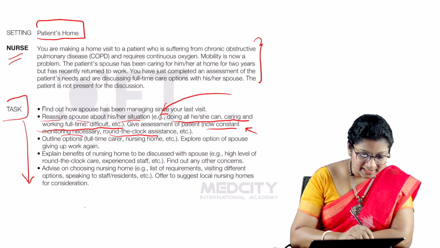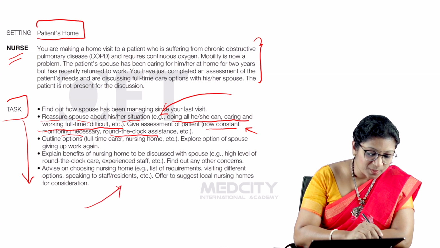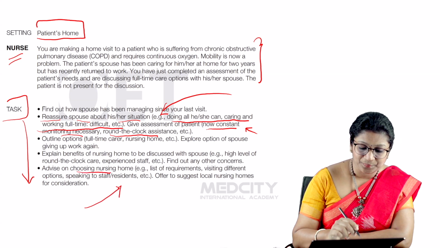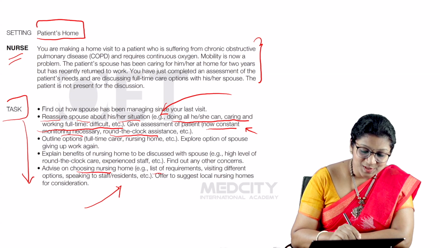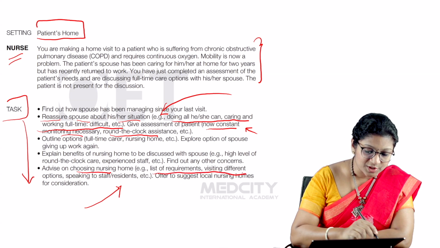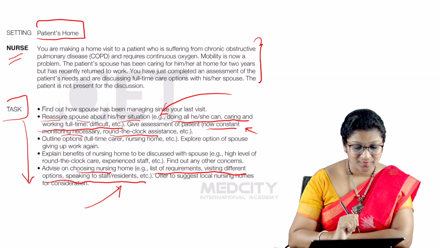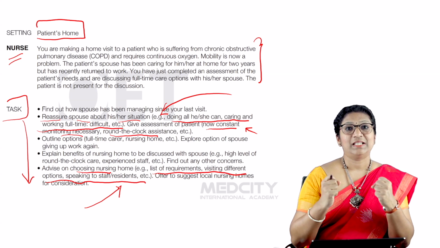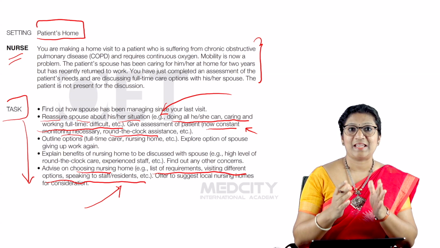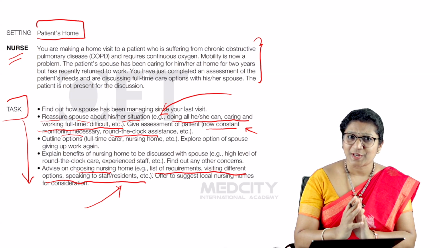If you look at the bracket given here, what does it say? Advice on choosing nursing home. Example, list of requirements, visiting different options, speaking to staff, residents, etc. So when you have these many words or sentences given in a bracket, should you really be using them?